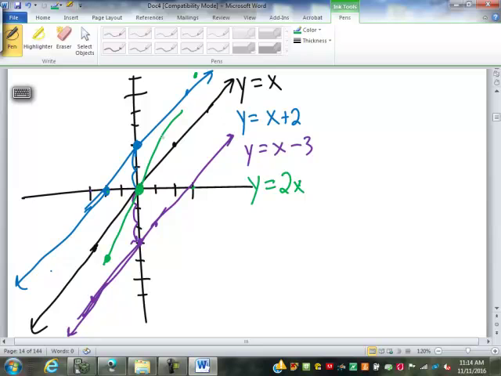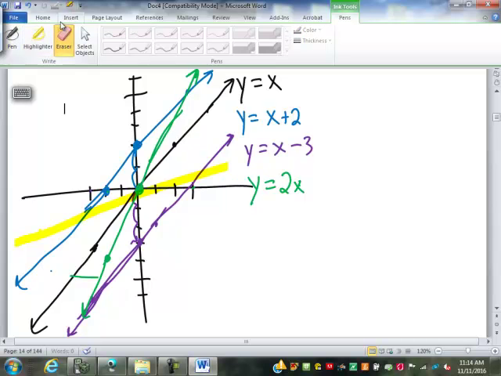We get a line that goes through the center again, through the origin, but now it's steeper. It's got a steeper angle across the graph. So multiplying the x makes the line steeper. How do you think I'd make the line shallower then?